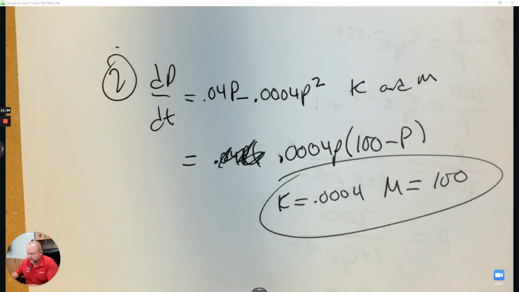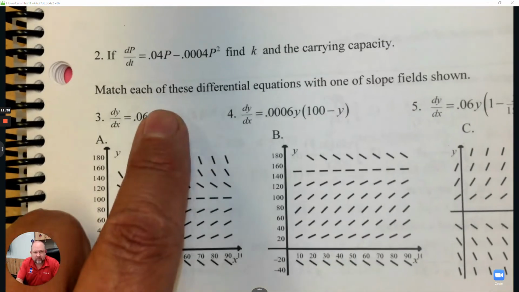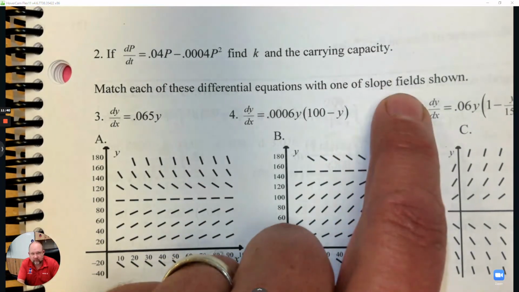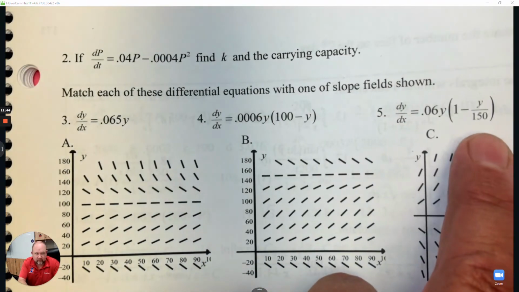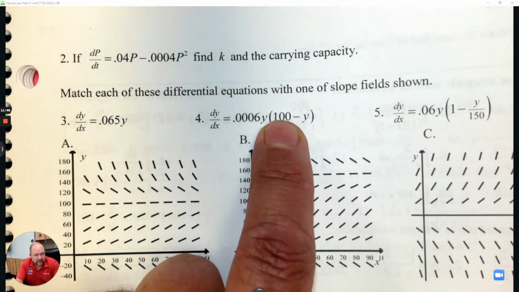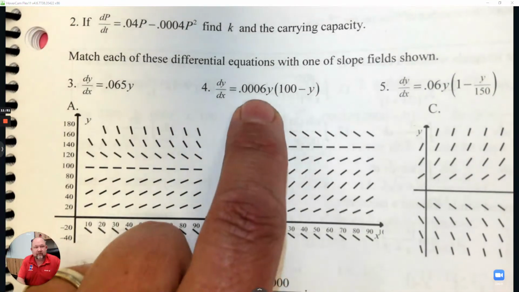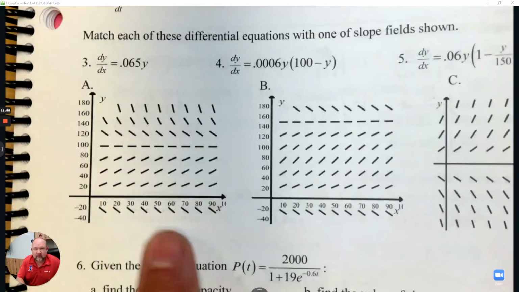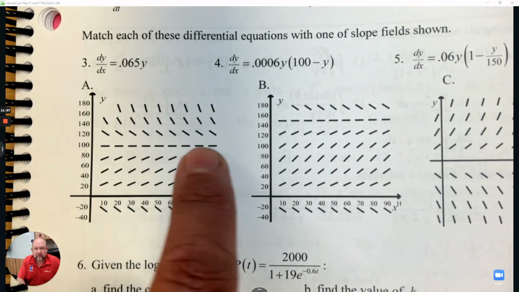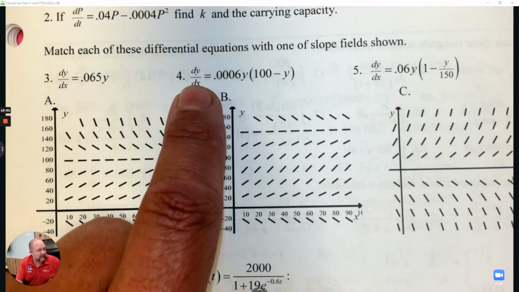Number three. Match each of these differential equations with one of the slope fields. So we have this one, and this one. So this one I'm drawn to because I can see that 100 is the carrying capacity. So when I look here, I see this is 100 where the horizontal is. So I'm definitely feeling good that 4 matches with A. It's logistic.